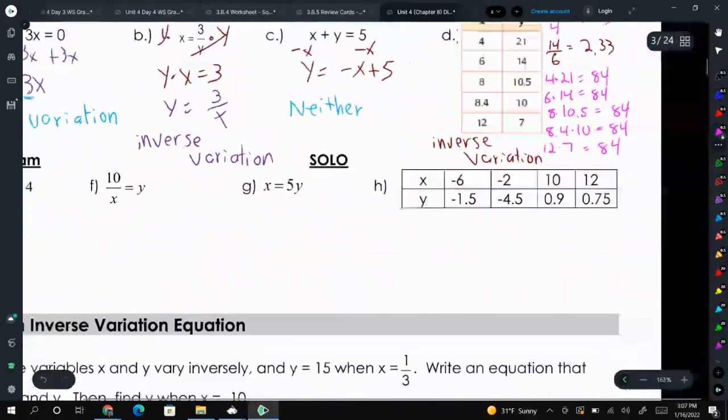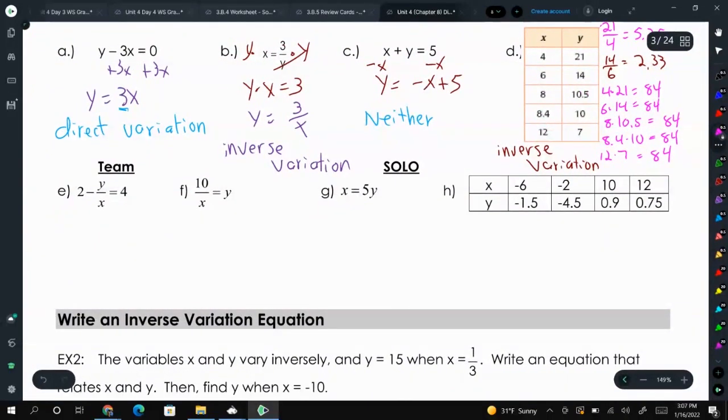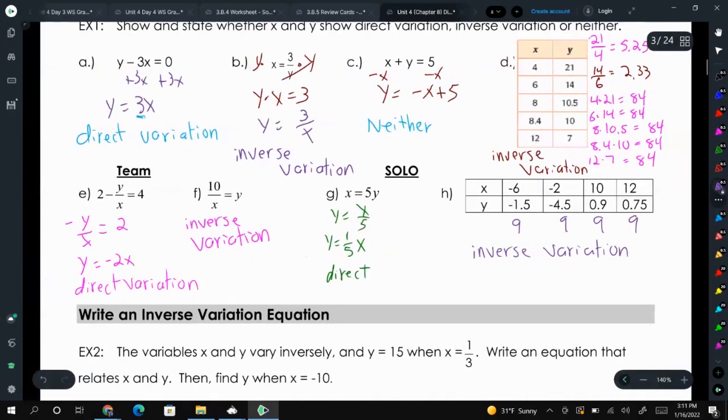So down here, I want you to try all of these to see if it's direct, inverse, or neither. So pause the video, try them all, and once you're done, unpause it to see what you get. All right, here are the answers. Like I said, you needed to get y by itself in all of them. For letter E, I get y equals negative 2x, so that means it's a direct variation. Letter F was already in y equals a over x form, so that's inverse variation.